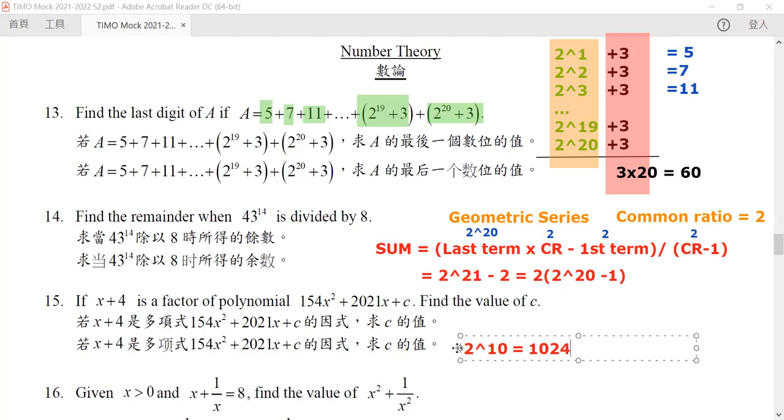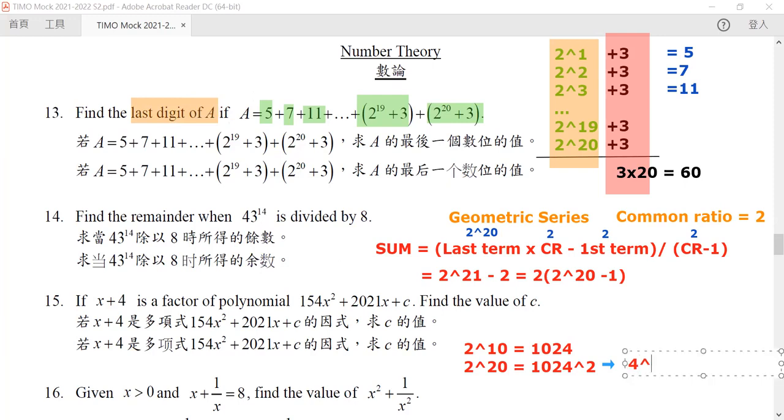Right? So 2 to the power 20 is simply 1024 squared. Now notice that in here, do we need to find the exact value of this number? No. Why? Because all we need to do is find out the last digit. So what is the last digit of it? The last digit of it is equivalent to 4 to the power 2, which is equivalent to 6, because it will be equivalent to 16, right?